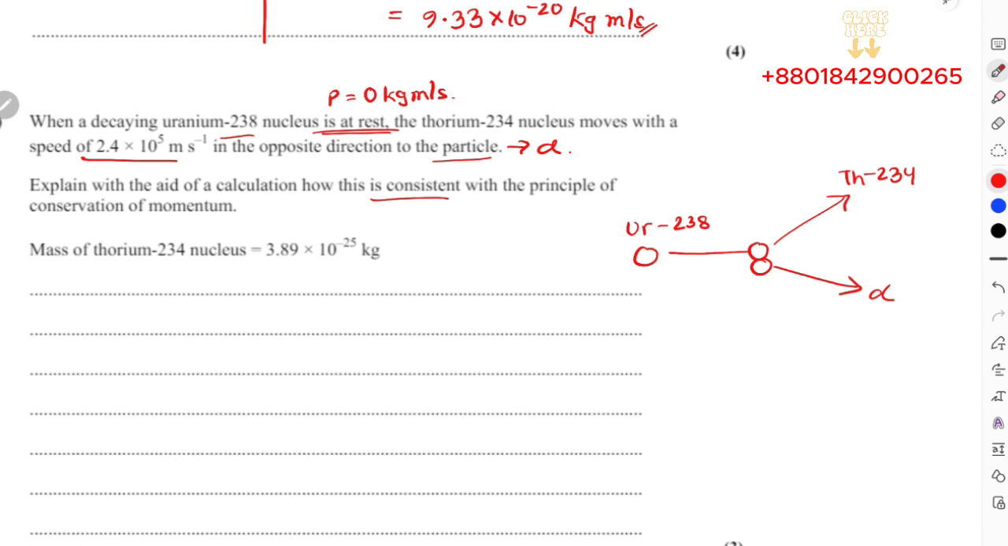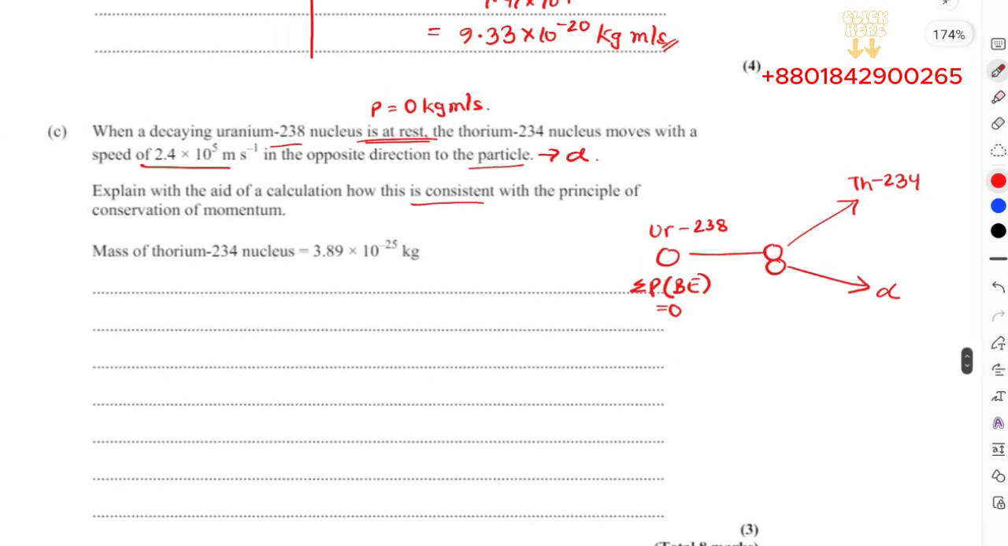Now I already know that in order to conserve the momentum, if the momentum before explosion is 0, that means the total momentum after explosion should also be 0. So how can that be 0? As alpha and thorium 234 are moving in opposite directions, they must have the same magnitude. So eventually they will cancel each other out, and at the end, the total momentum after collision would be 0, restoring the principle of conservation of momentum.